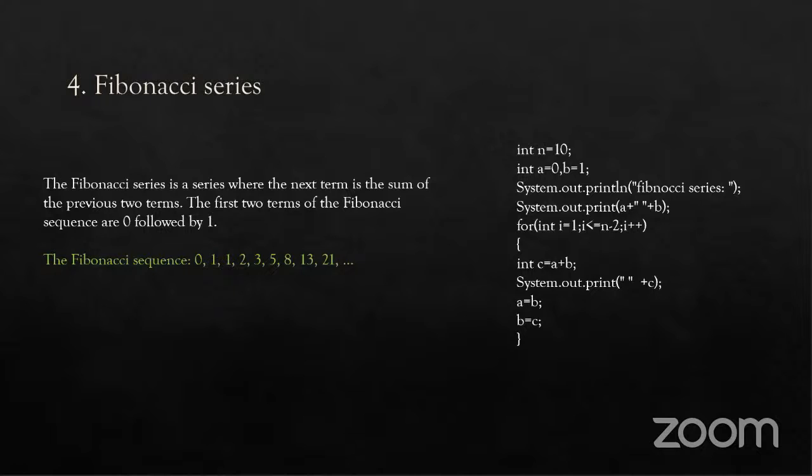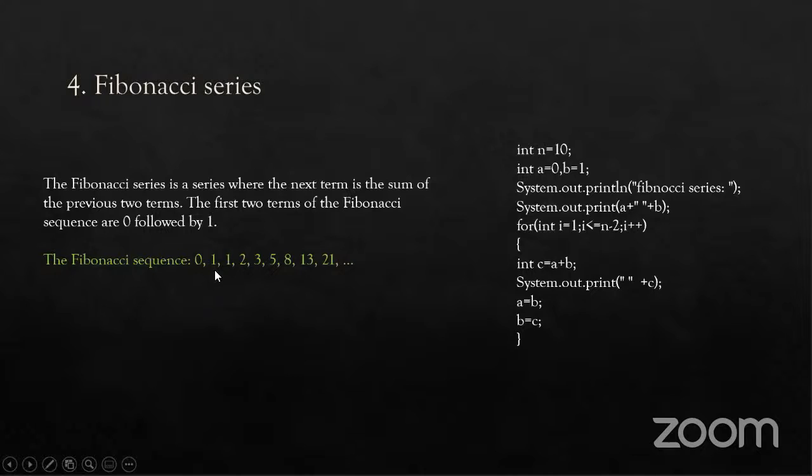First, the basic thing is we need to understand only the logic. So what is the Fibonacci series? The Fibonacci series is a series where the next term is the sum of the previous two terms. That is, the next term is the sum of the previous two terms. Means if the first terms are 0, 1.